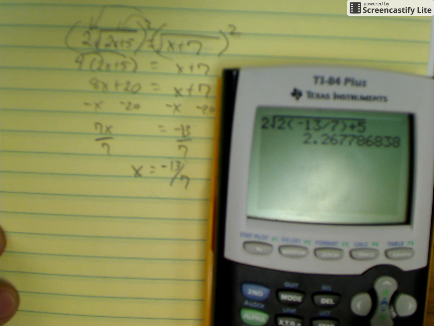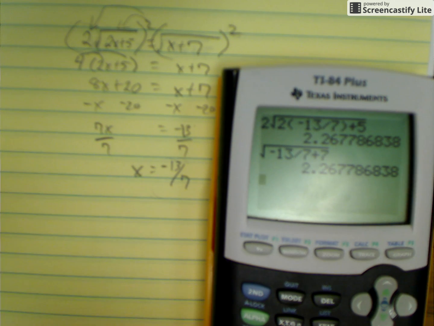If I take the other side and do the square root of negative 13 divided by 7 plus 7, I get the exact same thing. That's nice. That's what we want. Okay. We want to make sure that this is going to work and it's going to work almost perfectly.